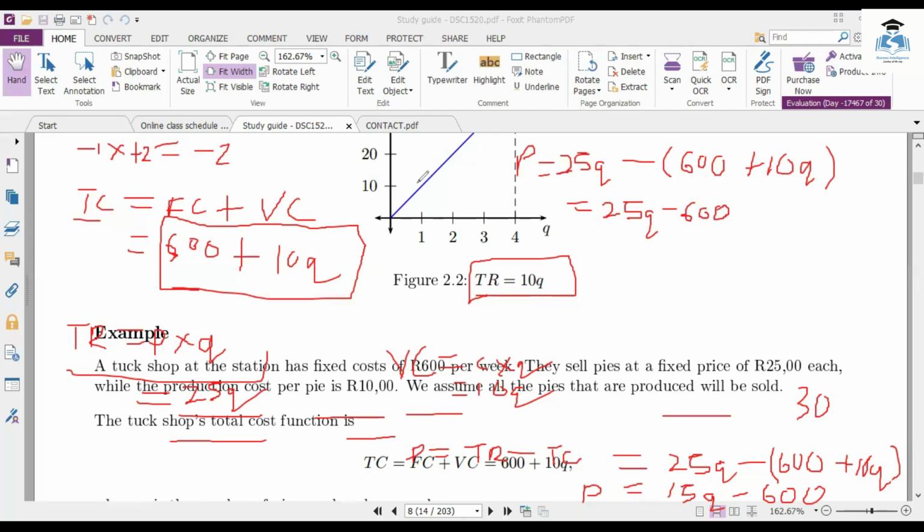Okay. Then same rule again, minus times plus. Here, minus times 10Q, we will have our minus 10Q. So we group like terms together. So 25Q minus 10Q minus 600. So 25 minus 10, that's 15. But the letter will remain, then minus 600. So that's how we got to this.